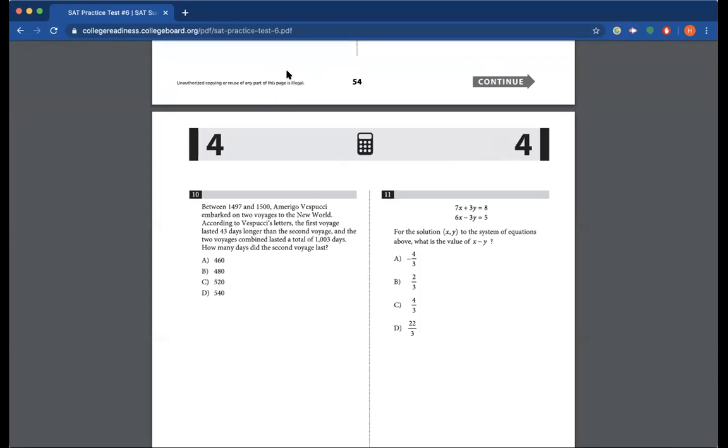Okay, moving on. For the solution to the equations, what is the value of x minus y? What type of calculators do you all have? What's your model of calculators? Yeah, 84. Others? What are your other models?